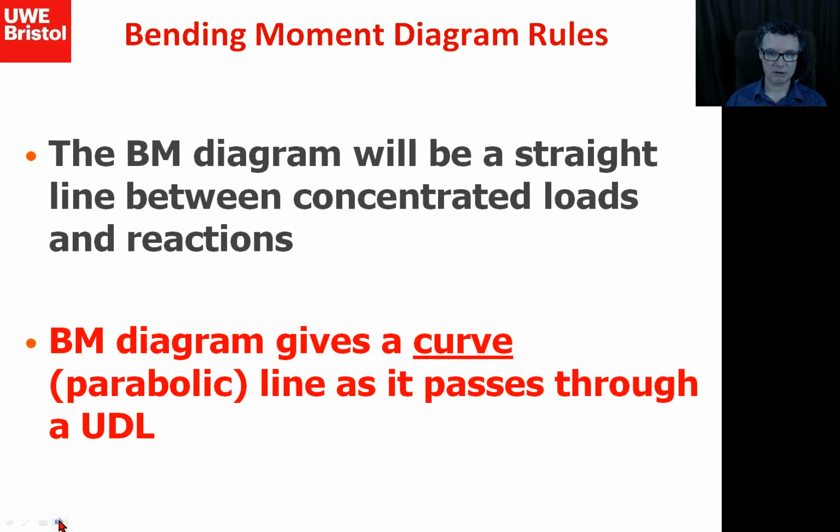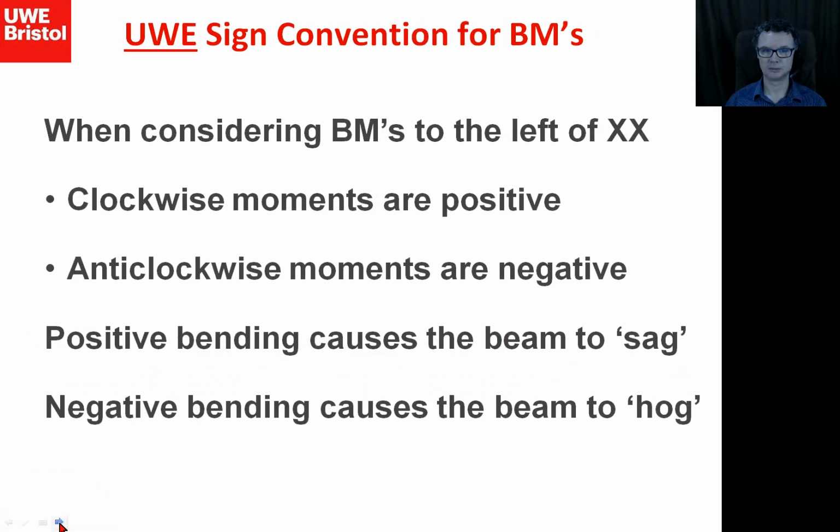The bending moment diagram will be a straight line if we are only considering concentrated loads and reactions. However, the bending moment diagram will be a curve in a parabolic profile if we are looking at it going through a UDL. When considering the bending moments to the left of us, taking the XX position to be the pivot, I'm going to treat clockwise moments as positive and anti-clockwise moments as negative.